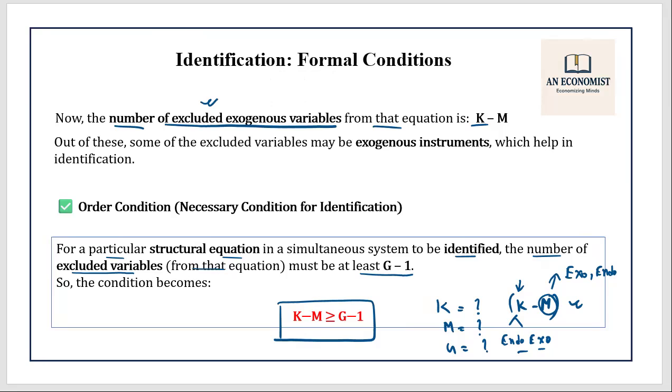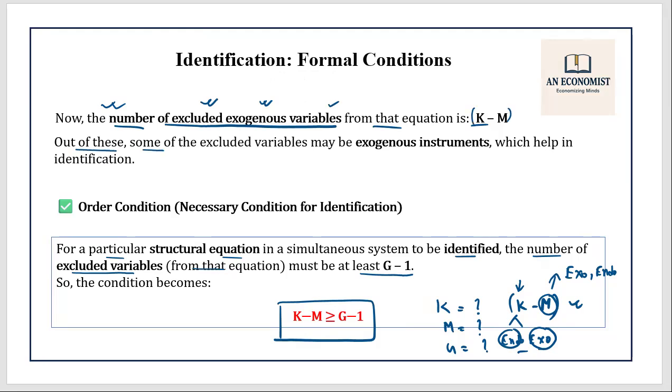Now see, K is the total number of endogenous and exogenous variables present in the system. M is the total exogenous and endogenous variables present in a particular equation. If you subtract M from K, you will get the total number of excluded exogenous variables. So all the variables that are present in the system but not in the particular equation you are trying to identify are the excluded shifters that will help you to identify the equation. That is what I have written here: the total number of excluded exogenous variables from the equation is k minus m.